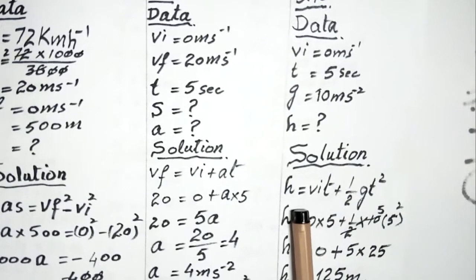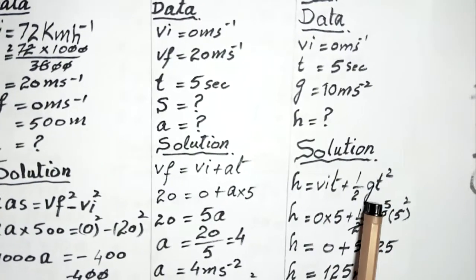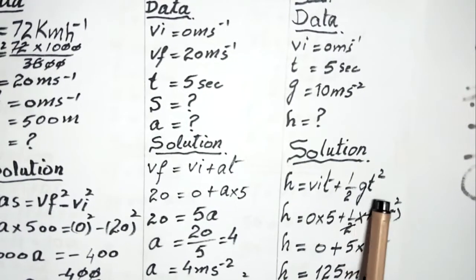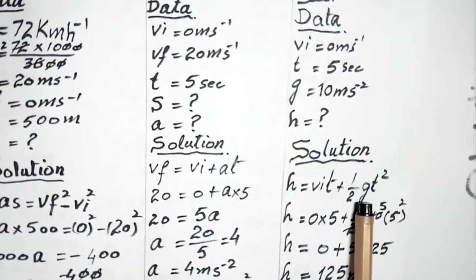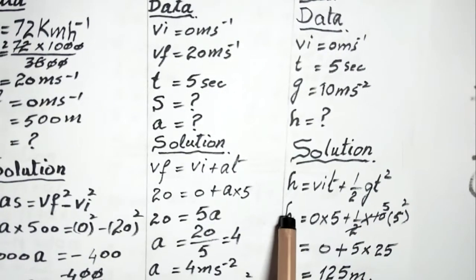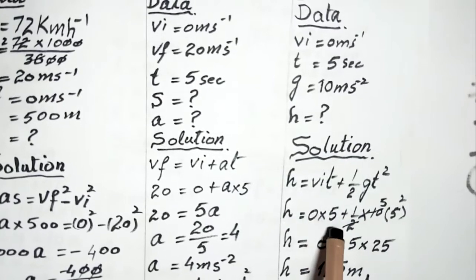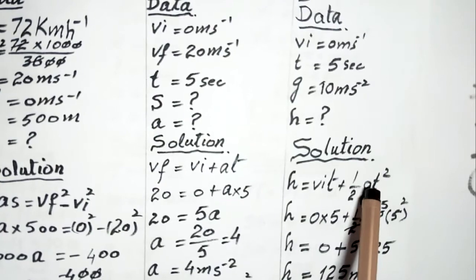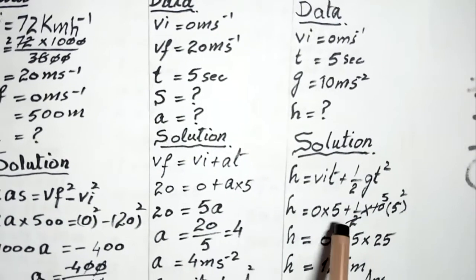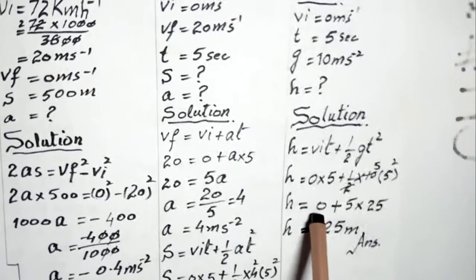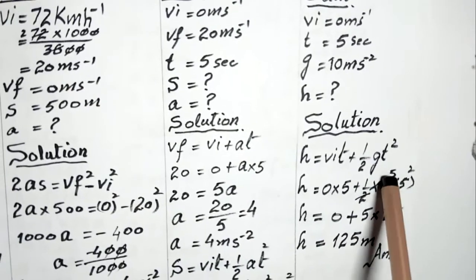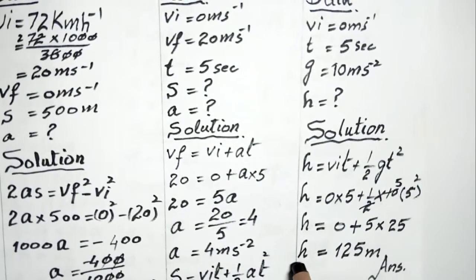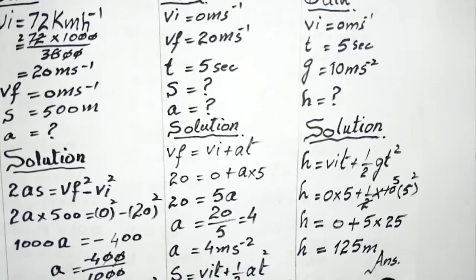Now H is equal to Vit plus 1 upon 2 Gt square. Instead of S you will write H, and instead of A you have to write G. Now H you have to find out. Vi is 0, T is 5 plus 1 upon 2, G is 10, and T is 5 square. So 0 multiply 5 is equal to 0. Plus 2 5s are 10, it is cancelled. Now 5 multiply 25, so height is equal to 125 meter.